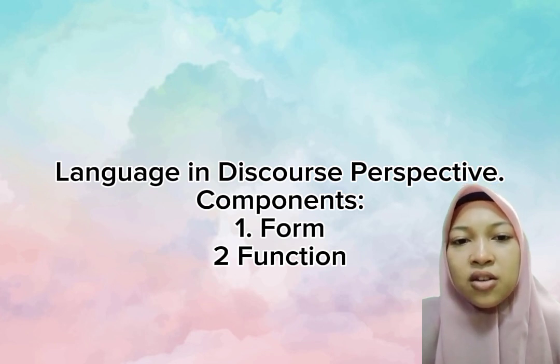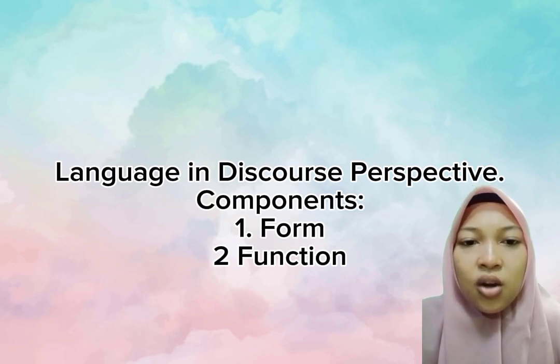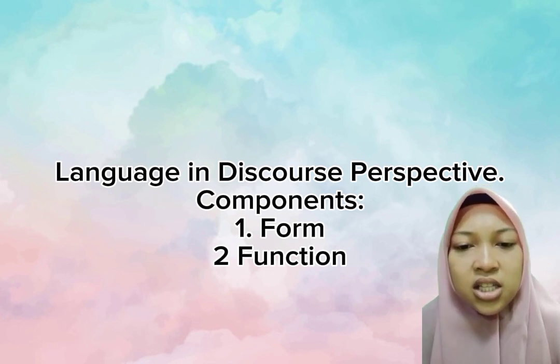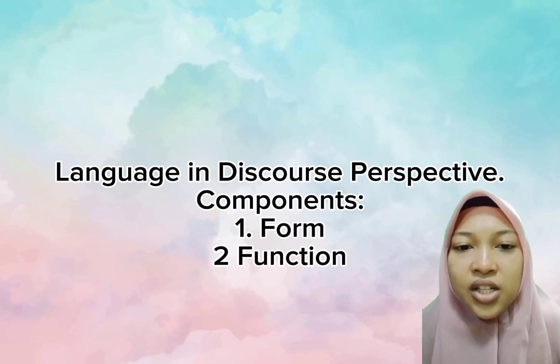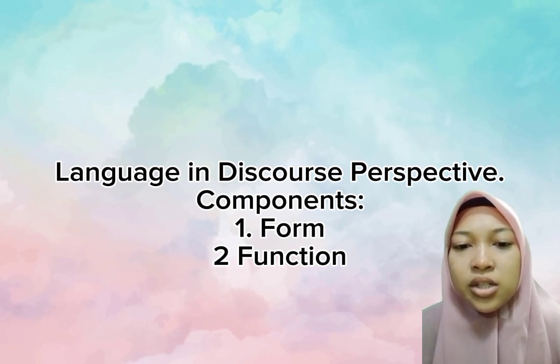Language in discourse perspective, there are two important components, namely form. Form in discourse analysis refers to the structural and linguistic aspect of text or discourse. This includes understanding how words, phrases, sentences, and other linguistic elements are arranged in text. And then function. Function component is related to the purpose or impact of the discourse. It examines why the discourse is produced, for whom, and with what purpose.